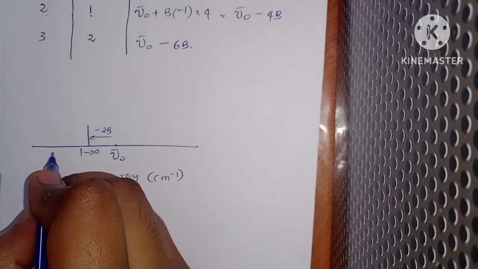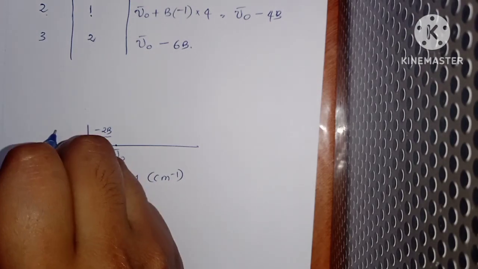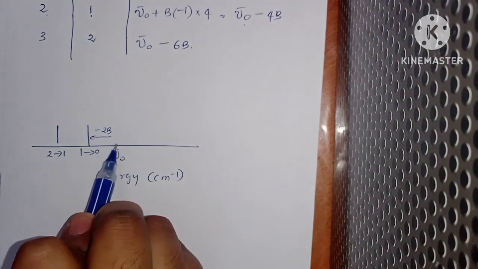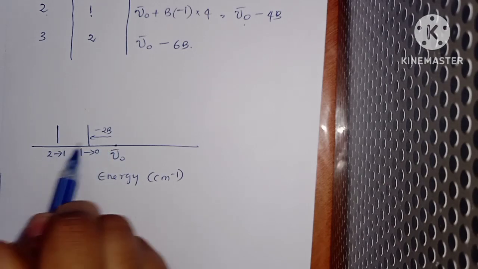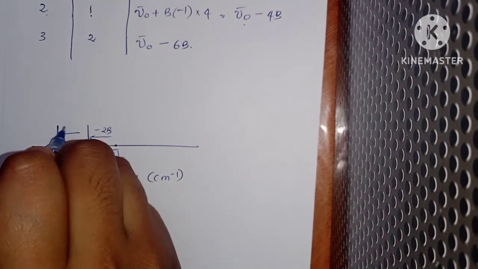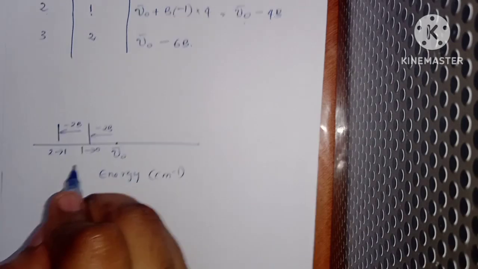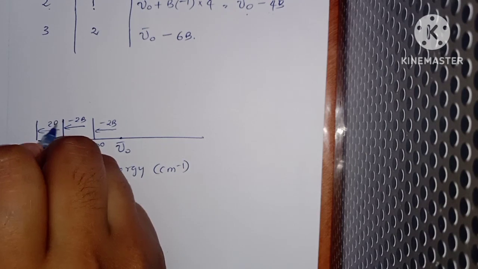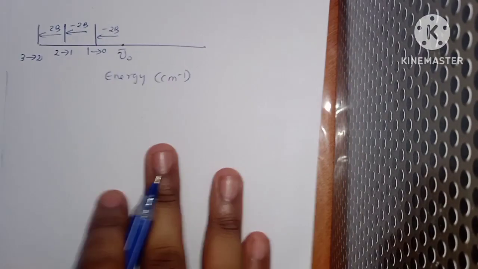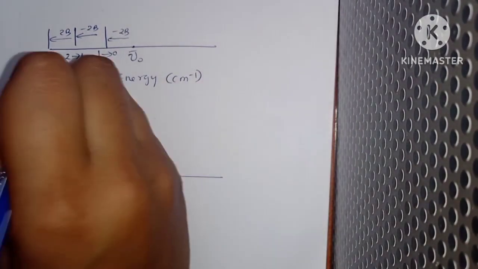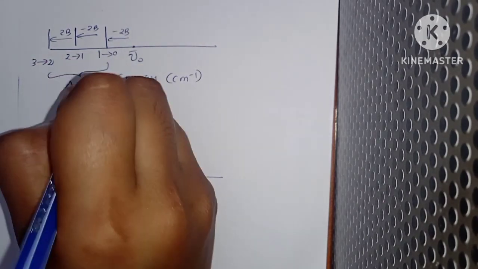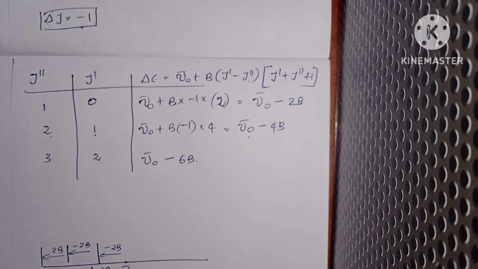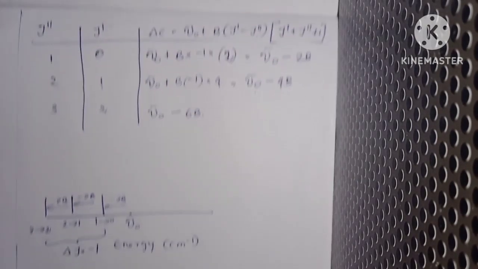And if the rotational energy transition is from 2 to 1, we will get a value at mu bar 0 minus 4b. So this is mu bar 0 minus 4b, means from the left side again 2b is subtracted. Like that we will get 3 to 2 here. So all over we will get a peak like this. So this is the case for delta J equal to minus 1, as we have written here.